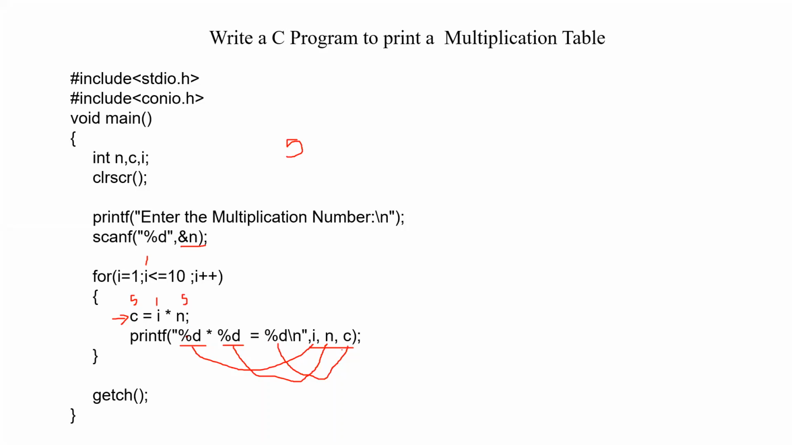So how will it look now? The first variable is i, so instead of the first %d it will come as 1, and then the multiplication symbol will come, and then the next is %d. There it will be the value of n. What is the value of n? It is 5, right? So it will be 1 multiplied by 5 equal to, instead of this %d, the value of c. What is the value of c? 5, right? So it will be printing like this. In each iteration, it will be incrementing the value. Now in the next iteration, after printing this, it will go back here and increment the value of i.